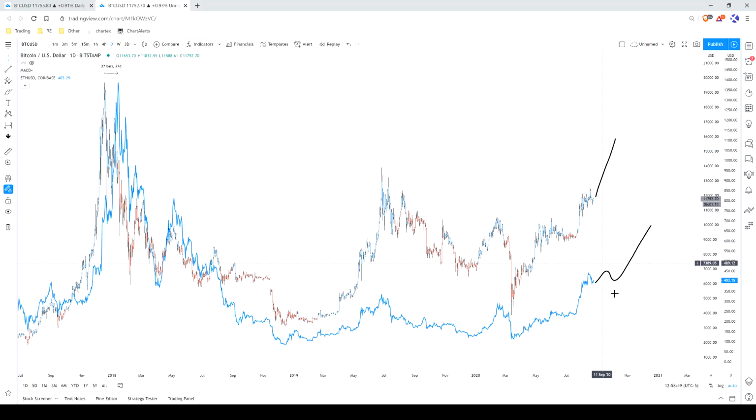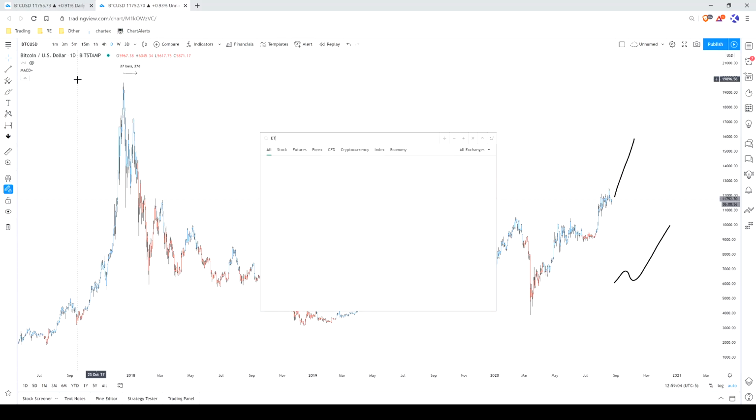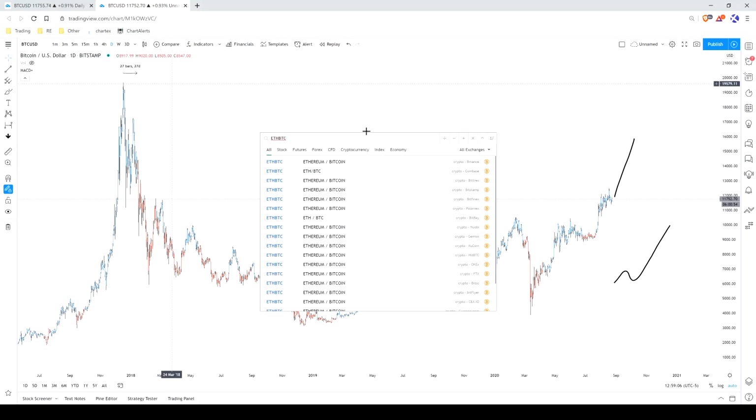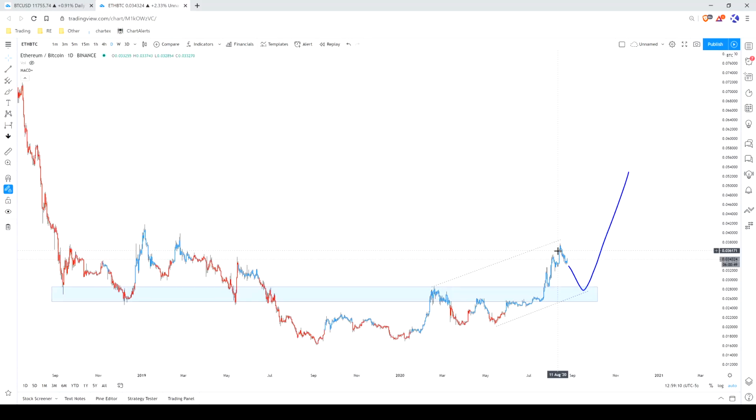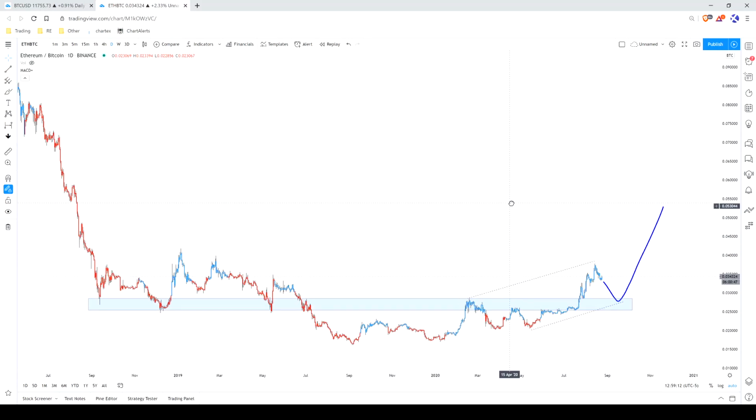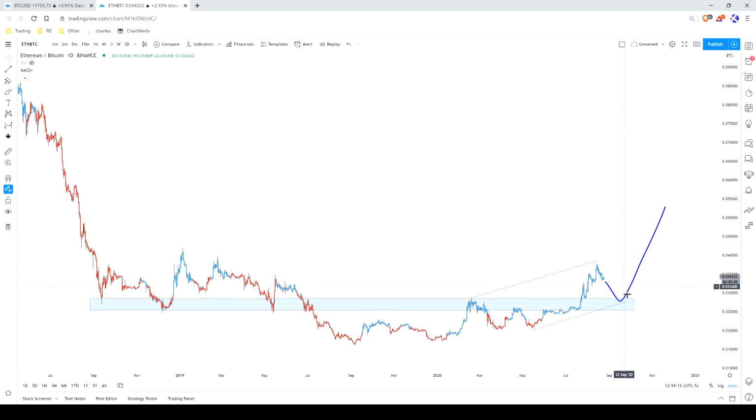We would see majors lag because so much money is flowing into Bitcoin during this move. As Bitcoin pulls back, we see an opportunity to buy majors on the dip. How would this look on Ethereum versus Bitcoin? This would give us a massive flat here, right back into support before a major move up.